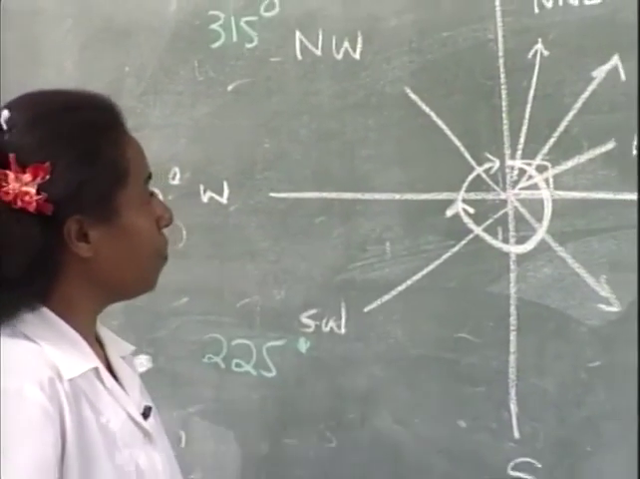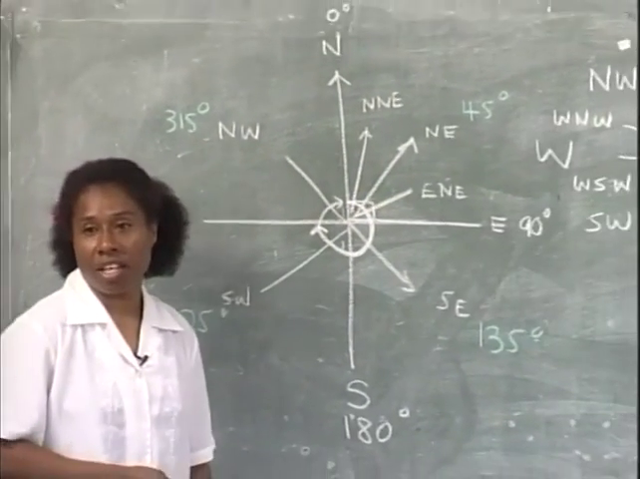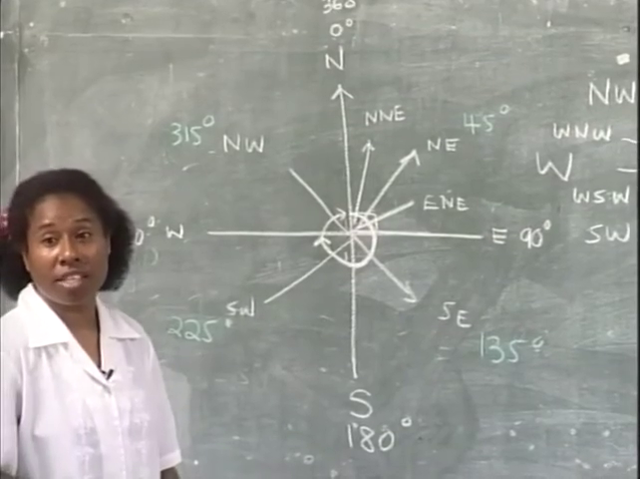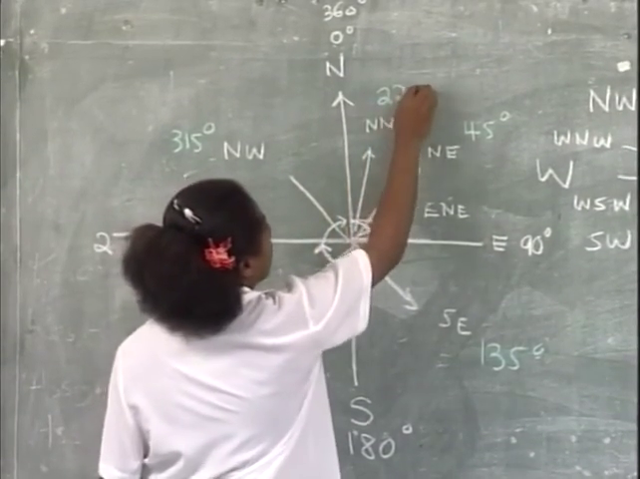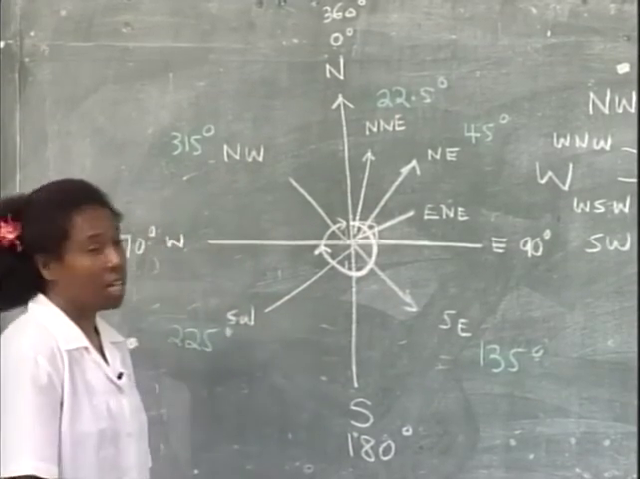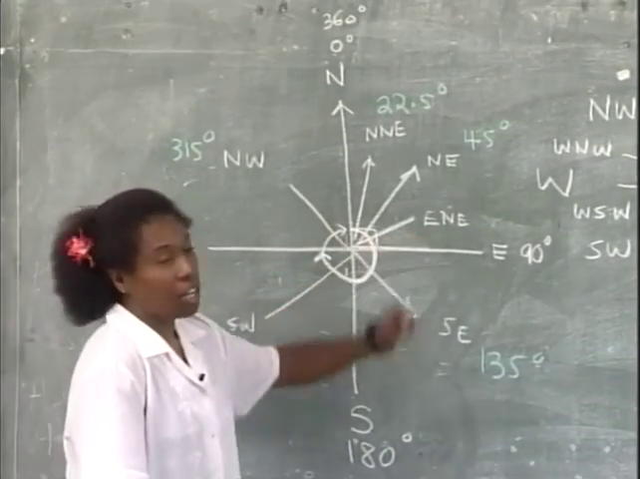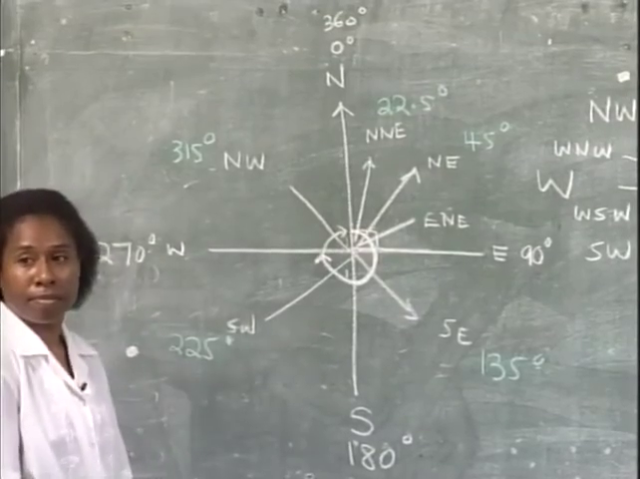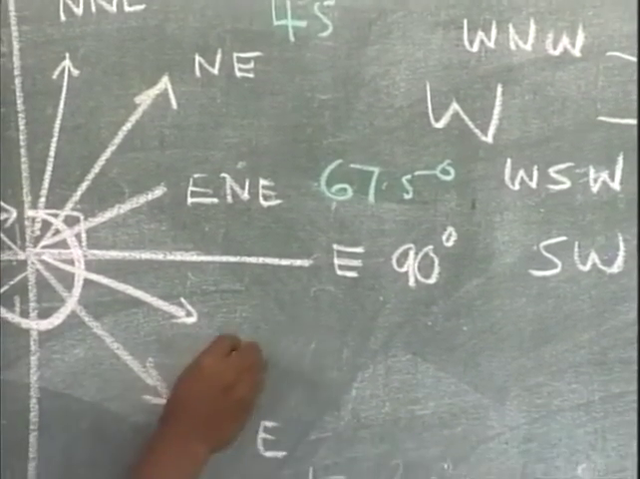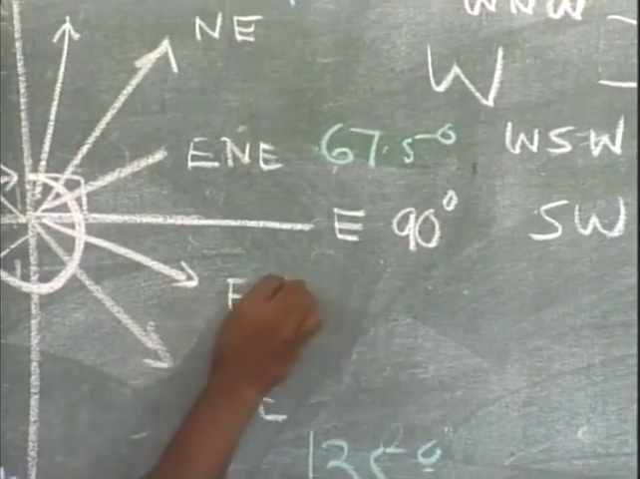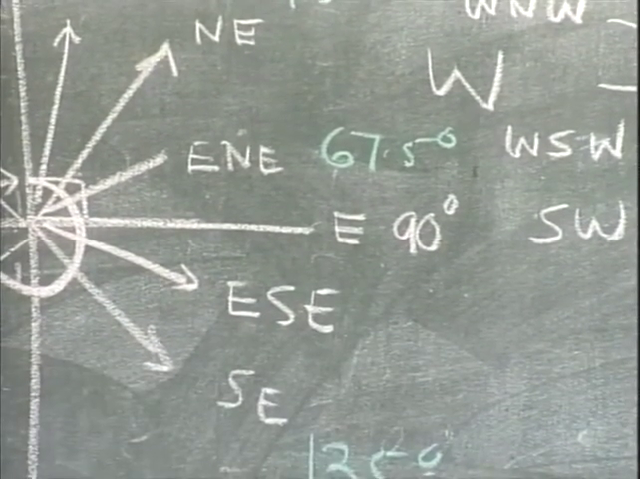Now let's look at the north-northeast direction. The bearing of the north-northeast direction. 22.5 degrees. Okay, good. The bearing of east-northeast. 67.5 degrees. Good. The direction which is east-southeast. What is the bearing? 112.5 degrees.